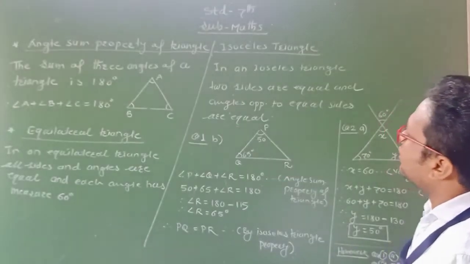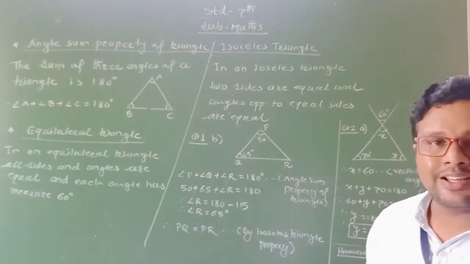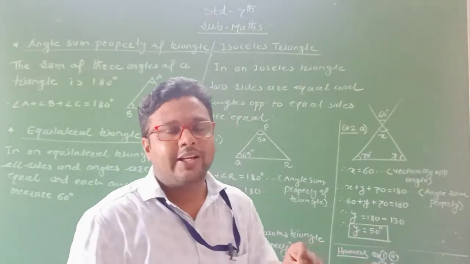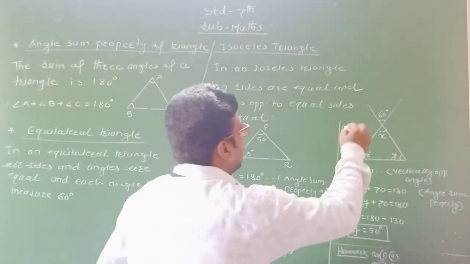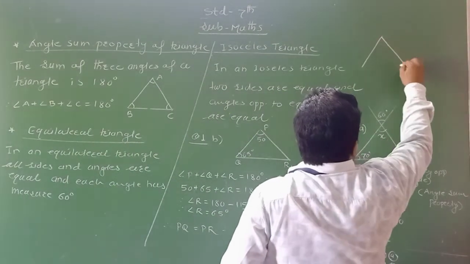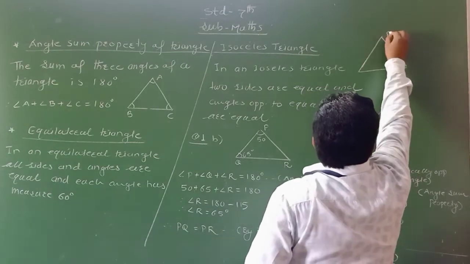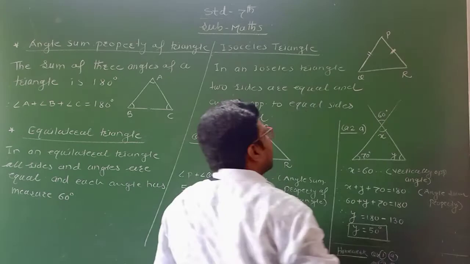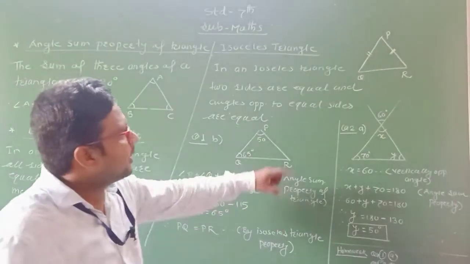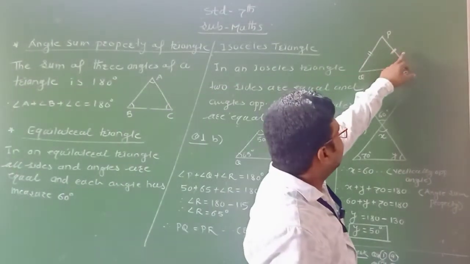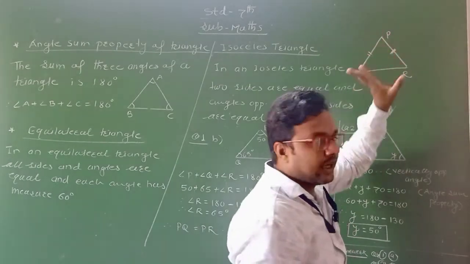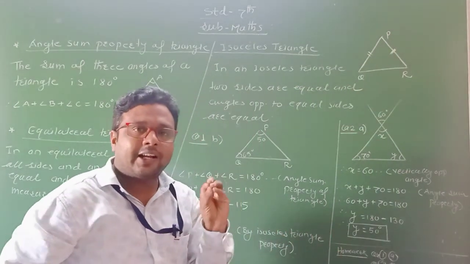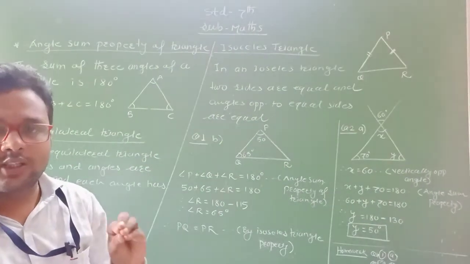Now, what is an isosceles triangle? The triangle in which two sides are of equal length. For example, this is the triangle PQR. Now in this triangle, if two sides are equal, here I represent the equal sides by the same symbol, PQ and PR. Then that triangle is called the isosceles triangle.